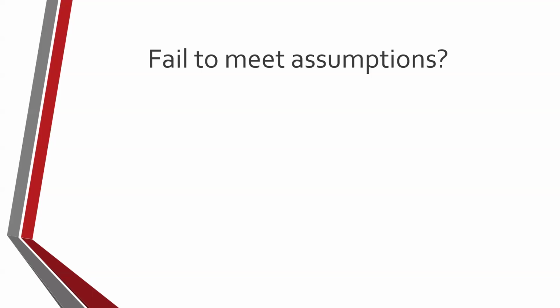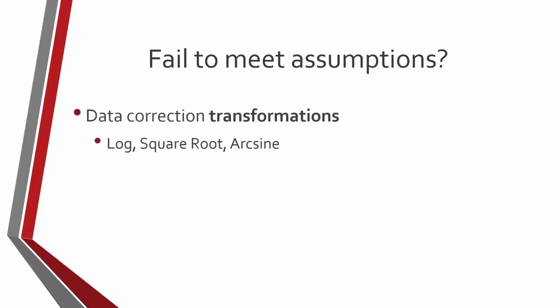So what happens if these assumptions are not met? Well, we cannot rely on the ANOVA results unless we take an alternative action. So we have data correction transformations, which are designed to correct the underlying distribution of the data and thus the error that we're looking at without affecting the results.